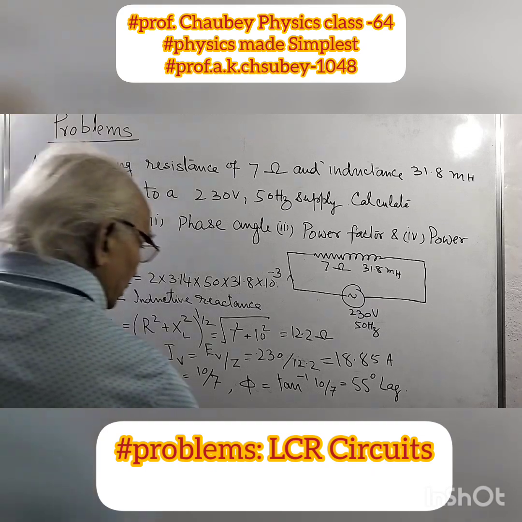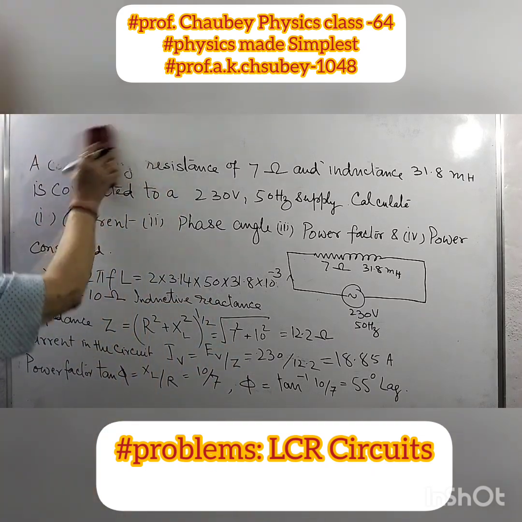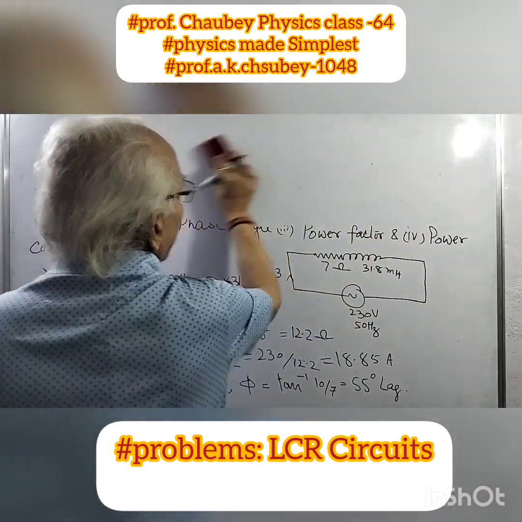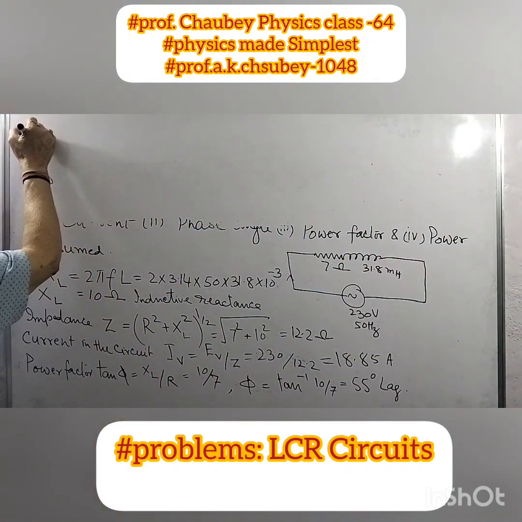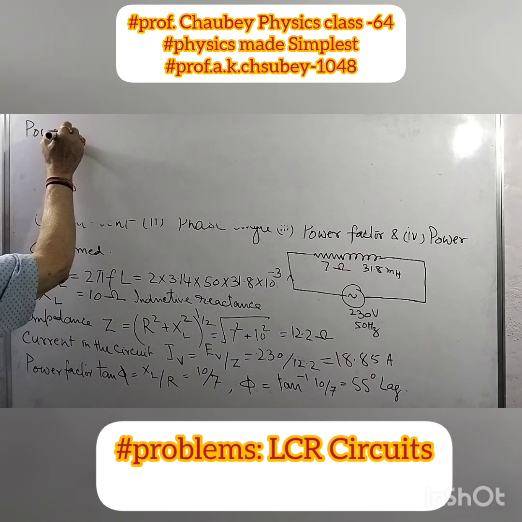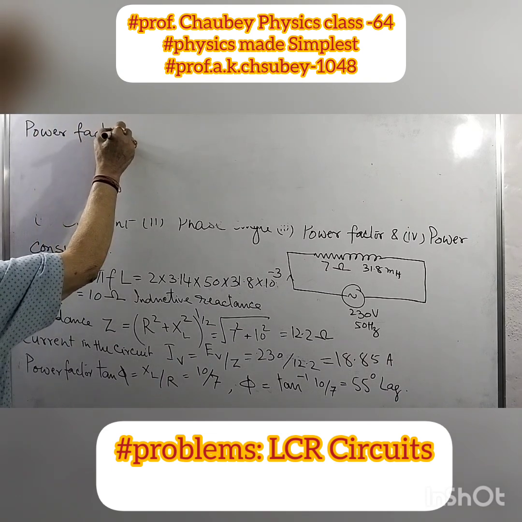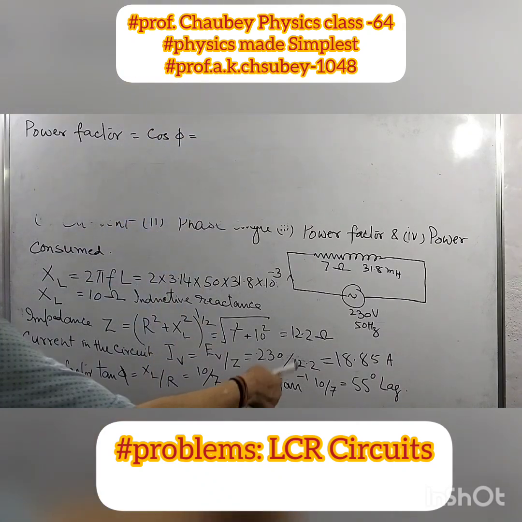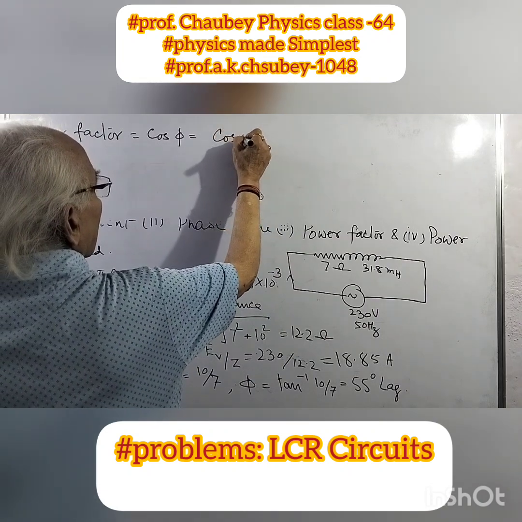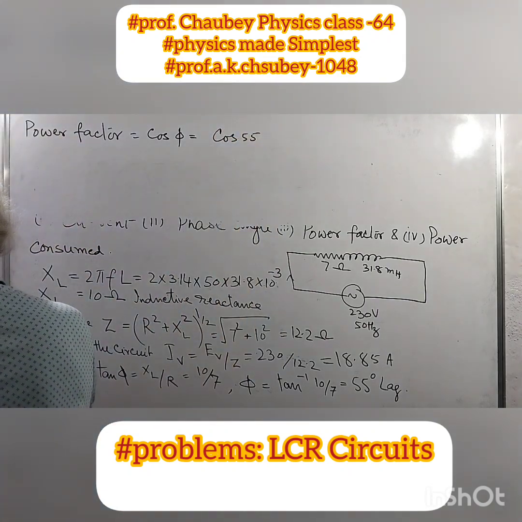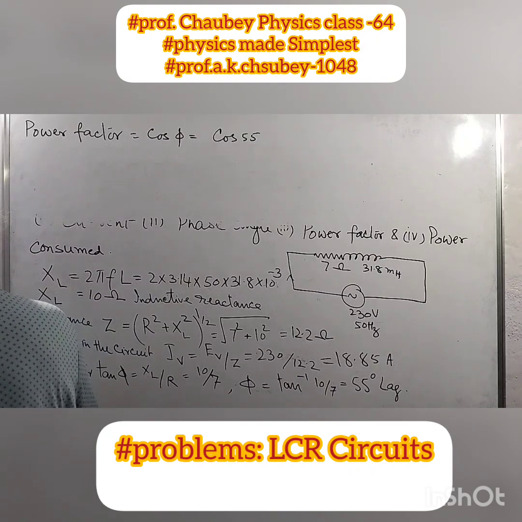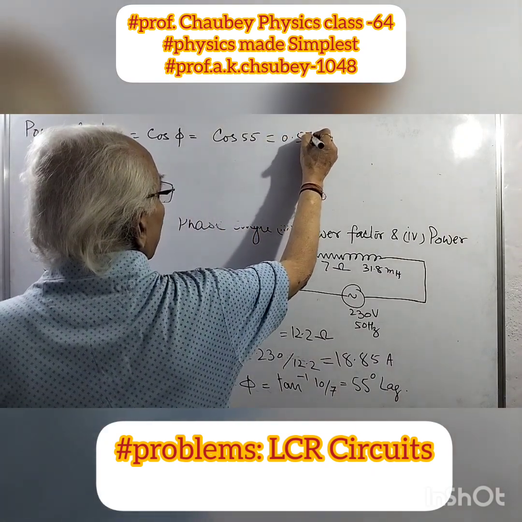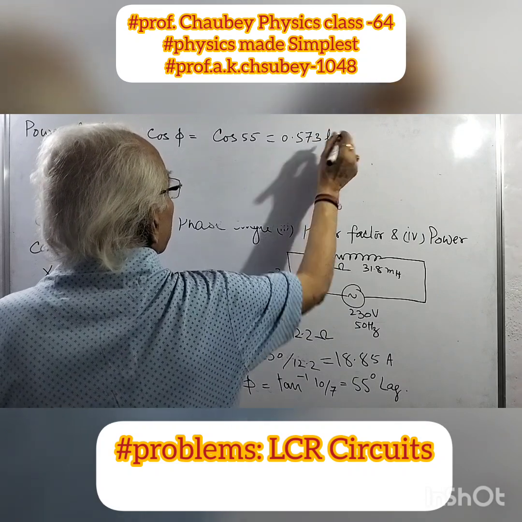Now this is the phi, but power factor is defined as cos phi. That is from the power equation. Power factor is cosine phi. Phi is this 55. So cos 55 is the power factor, and that is 0.573. This also means lagging behind.